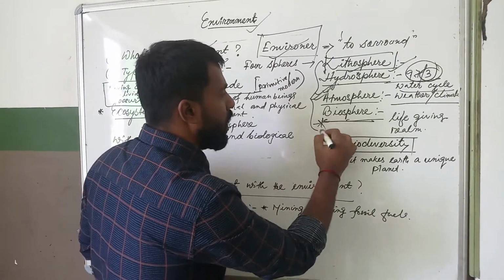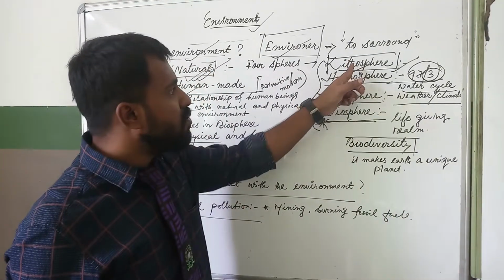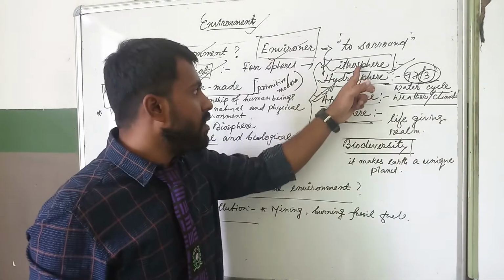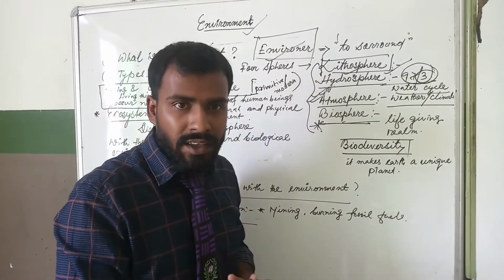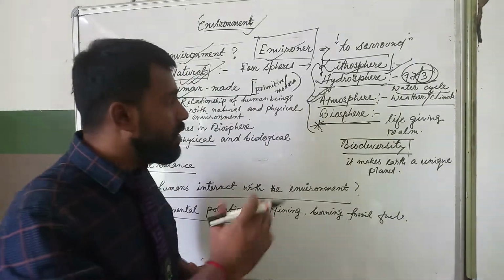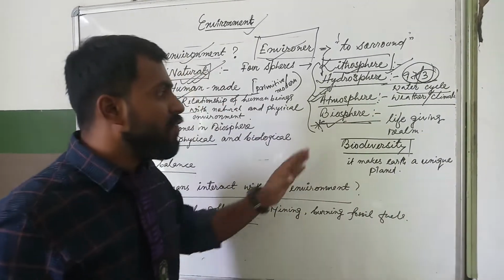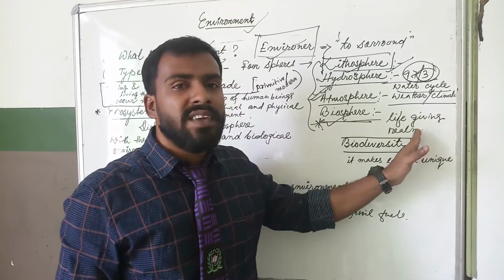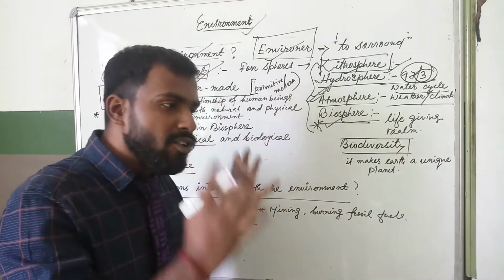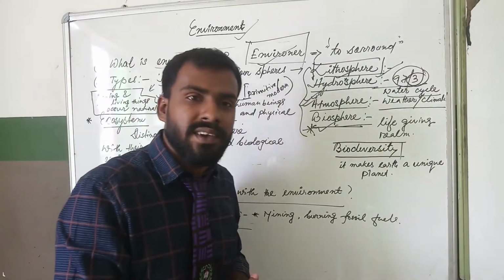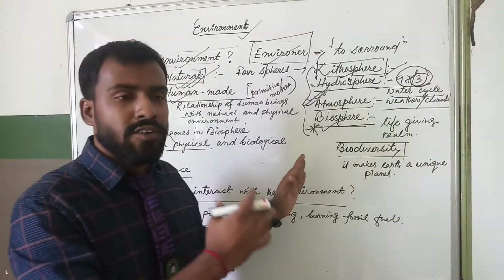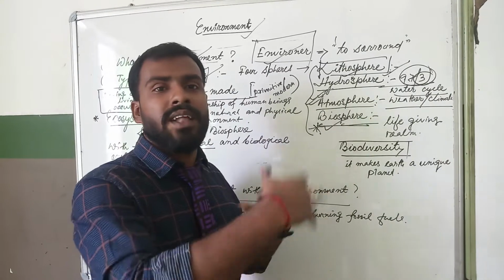The biosphere is the zone of interaction of the lithosphere, hydrosphere and atmosphere. These three zones interact with each other and create an opportunity for life, and then it is called the biosphere. The biosphere is also called the life-giving realm. That means the biosphere is the place which makes the existence of life possible on earth, and it also makes earth unique from other planets.